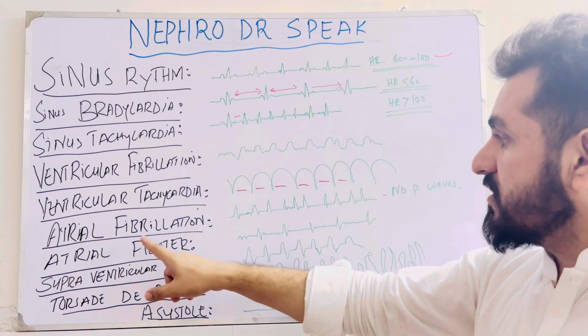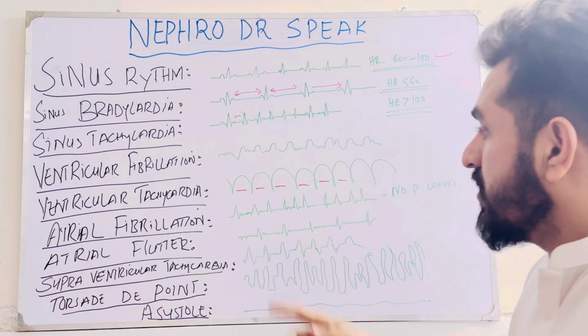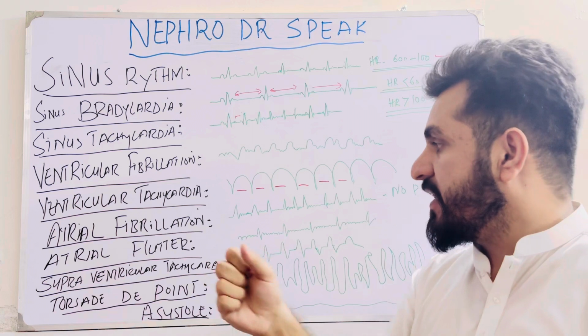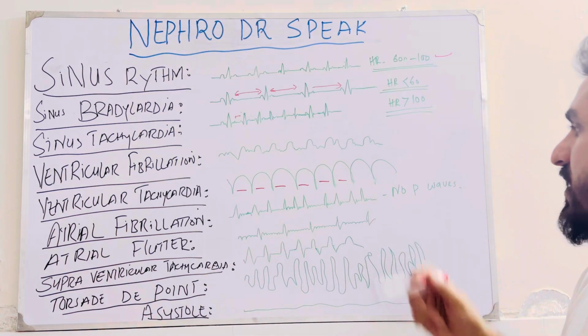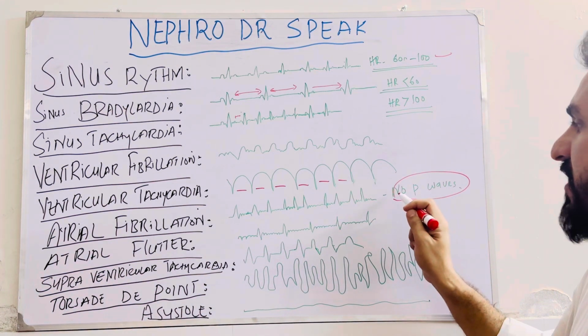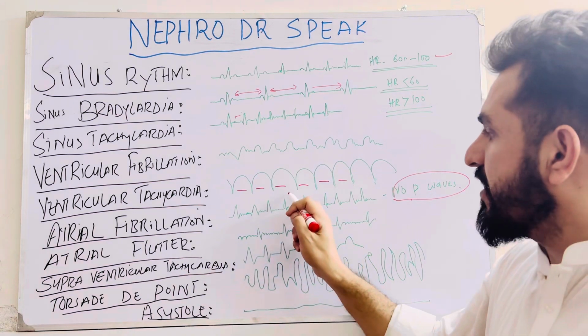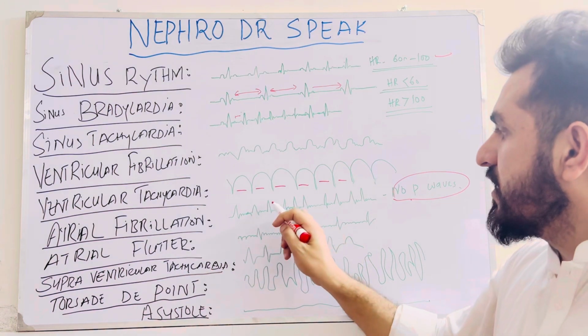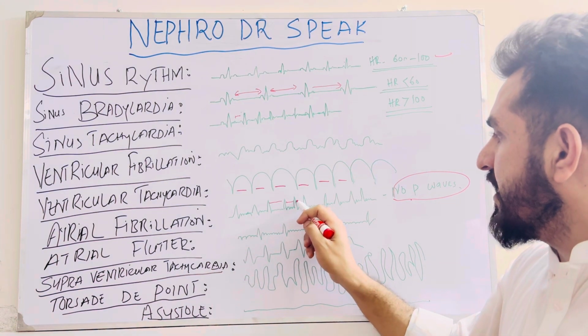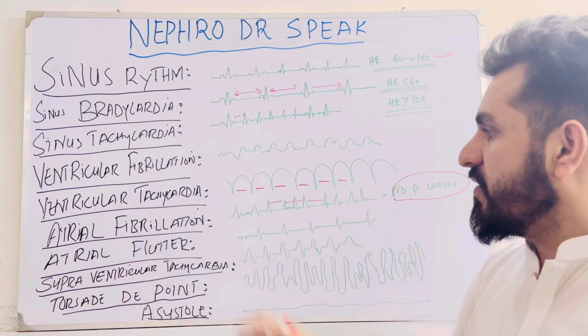this one. This is atrial fibrillation, when the atria fibrillate and there will be no P waves on ECG. If you find no P waves on ECG with irregular complexes, the distance between the R intervals is very irregular. We call it atrial fibrillation.